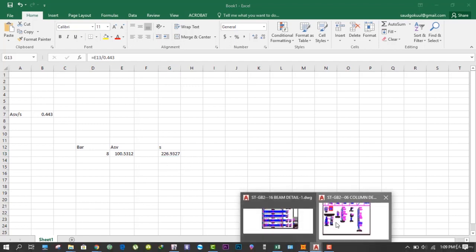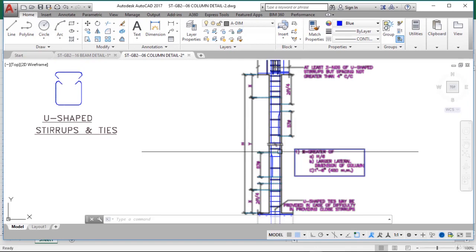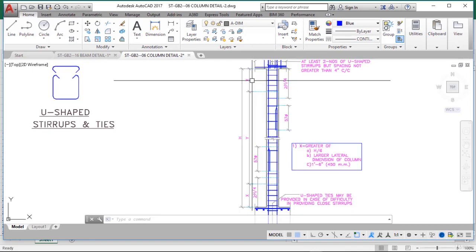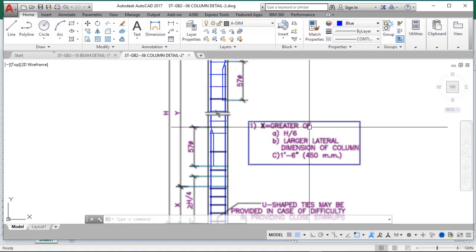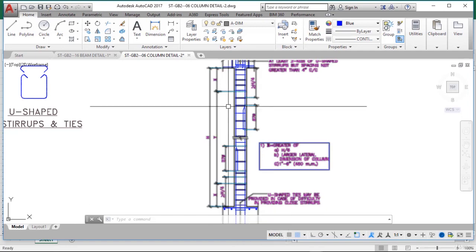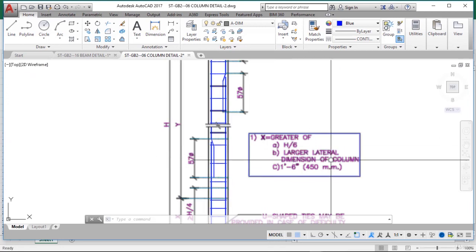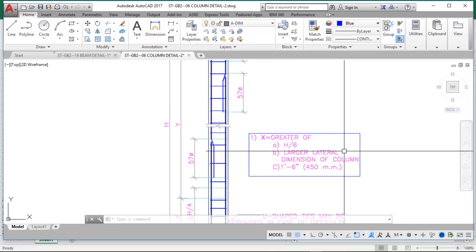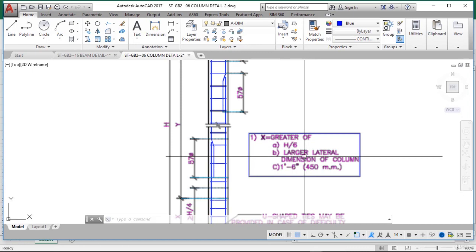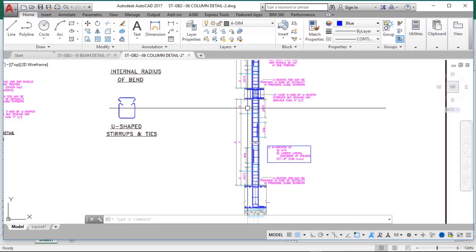Okay, so how we detail it, let's see over here. So this is the column and here you can see that this column has been divided into three zones: the lower X zone, the mid Y zone and the upper X zone. So what is X? X is the greater of H by 6, where H is the height of the floor, from the top of the bottom slab up to the bottom of the top slab, right? So X is the greater of H by 6 or the larger lateral dimension of the column. So larger lateral dimension of the column means if your column is 500 by 300 mm, then you take 500 mm for this B value. Okay, and C we take 450 mm. Okay, you calculate all these three values and take the greater of these three values as X, and you got X here as well, and you can find Y.